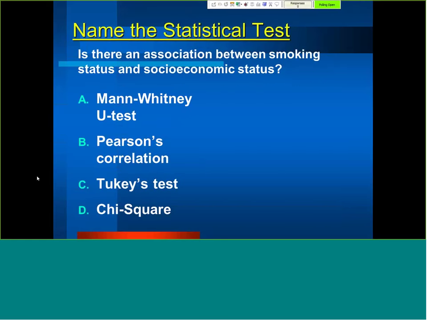Is there an association between smoking status and socioeconomic status? Would I use a Mann-Whitney U test, the Pearson correlation, a Tukey's test, or a chi-square? So smoking status and socioeconomic status. It sounds like categorical to me, because I'm saying status. Smoking status, I'm thinking non-smoker, smoker, socioeconomic status, maybe I'm thinking low, middle, high. So what would I use? Chi-square, yeah. If I actually counted number of cigarettes and dollars made per year, then I would have used correlation.